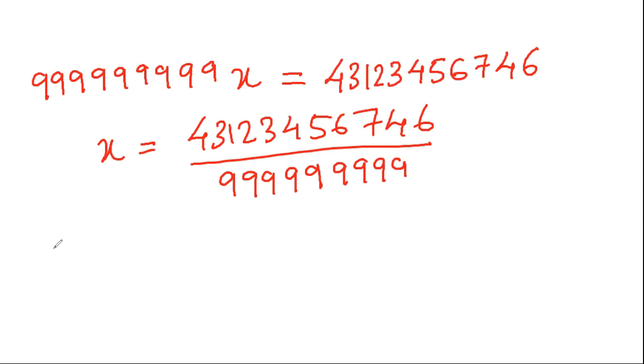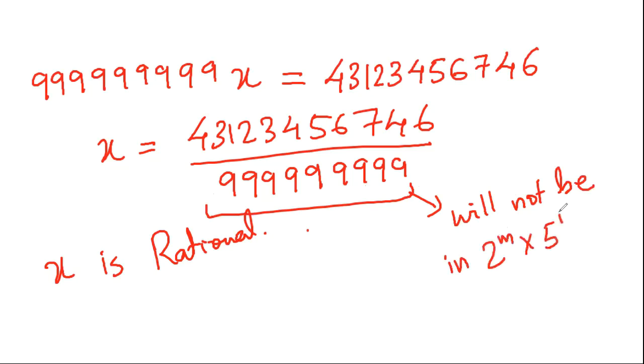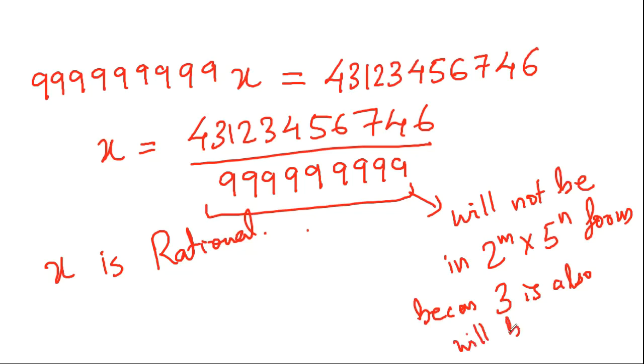From here we can conclude that x is rational since it is in p by q form, and this value will not be in 2 raised to m into 5 raised to n form, because 3 is also a factor of the denominator.